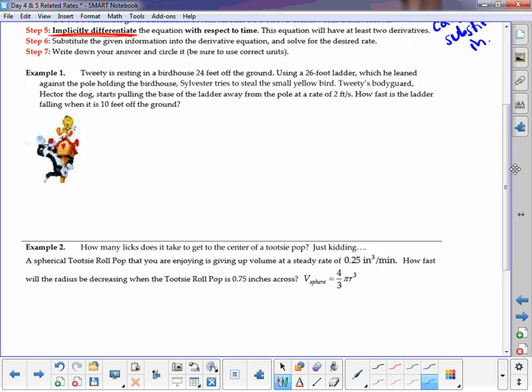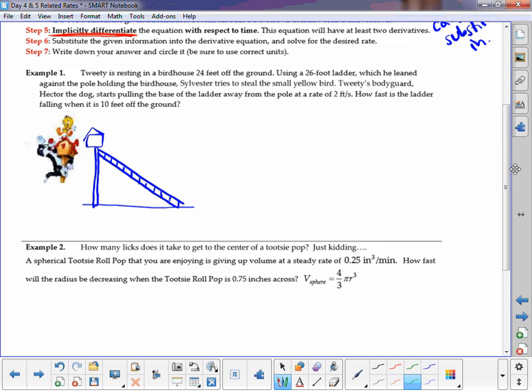A lot happening there. So let's go and draw a picture. So I've got Tweety Bird's house on top of a pole. And we've got a ladder coming down to the ground. Your pictures do not need to be elaborate. This is already more detailed than is actually necessary. All right, we know that Tweety Bird's house is 24 feet off the ground, and we know the ladder is 26 feet.